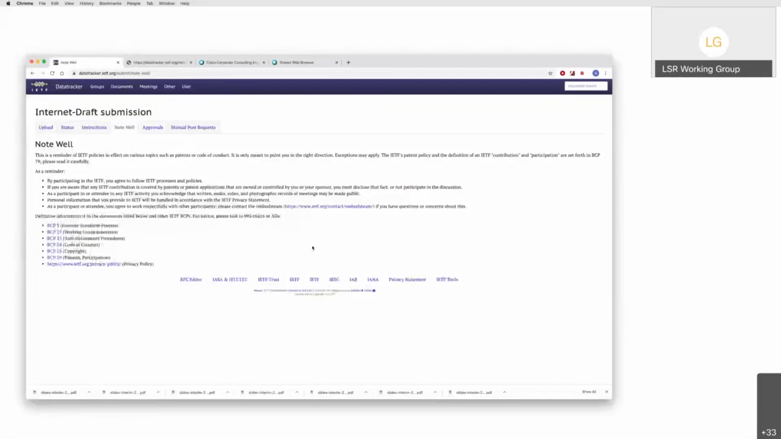You want to share the note well, we can get that out of the way while you try to get the other ones. Right. So you can talk to it. I'm just going to send this. Hi, everybody. This is the LSR Working Group first interim of 2020.